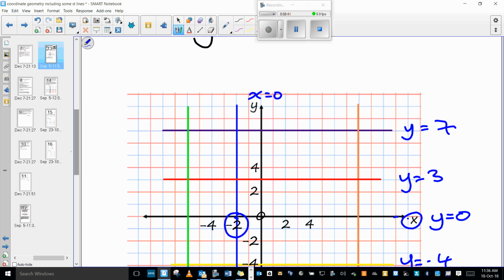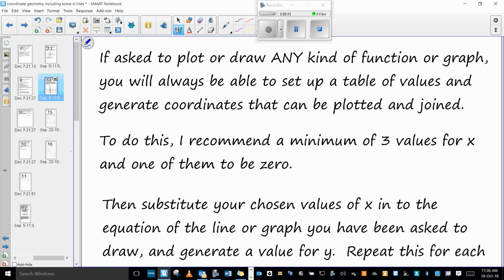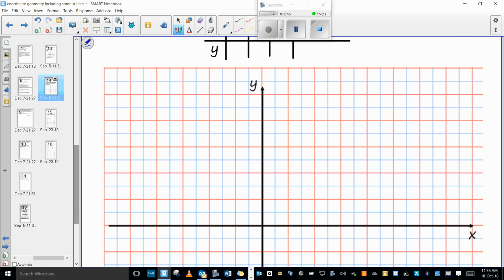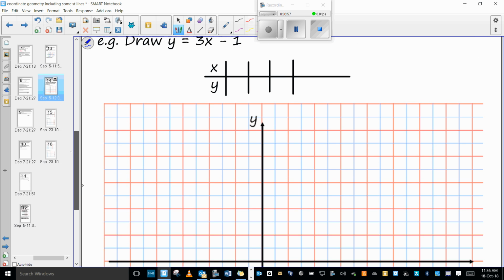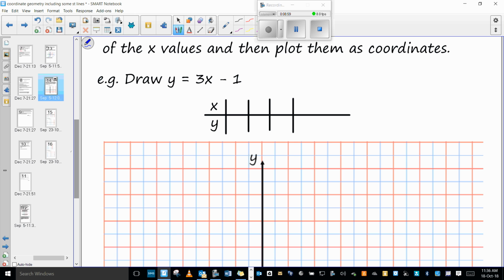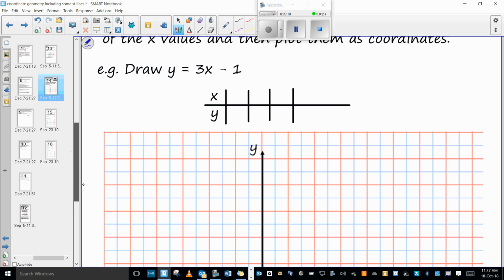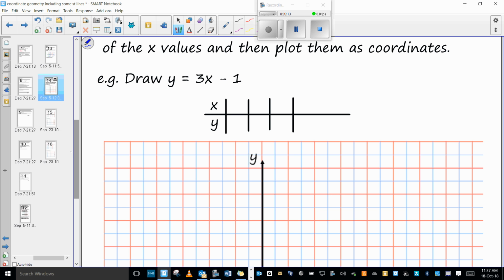So if asked to plot or draw any kind of function, now we've done this, haven't we? This is what I left you to do. This is where we filled in those tables of values and drew lines. I didn't really go over it much with you today, and I didn't actually discuss what you had. I was supposed to come around and check them. Looking at the graph that you drew here for y equals 3x minus 1, you chose the values, you drew your line.